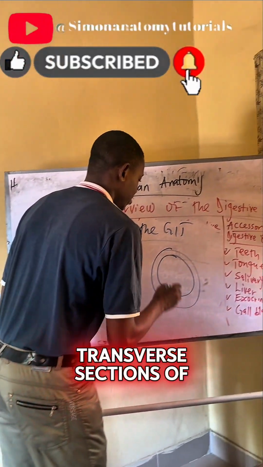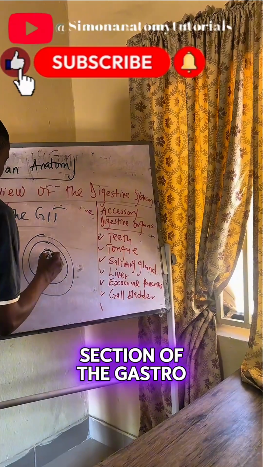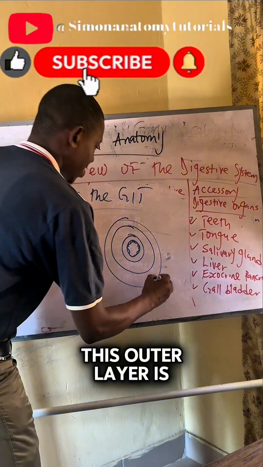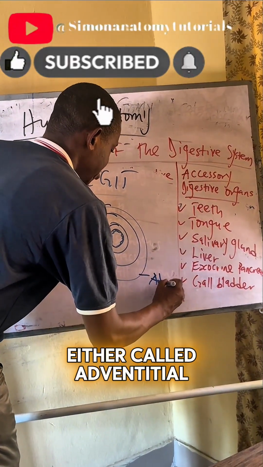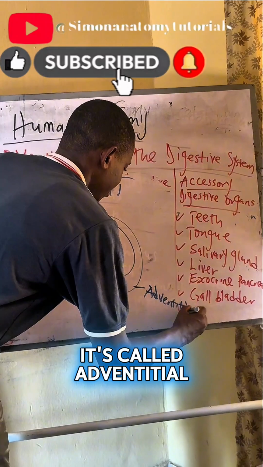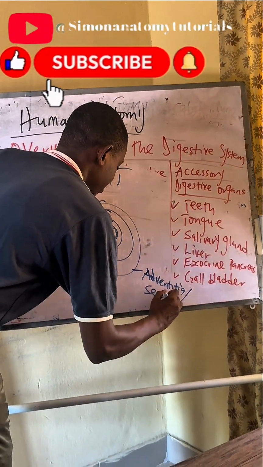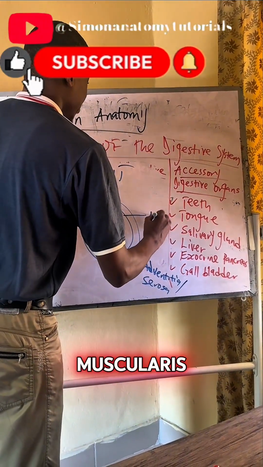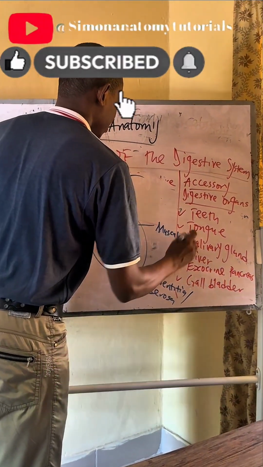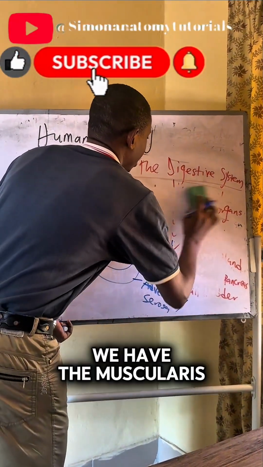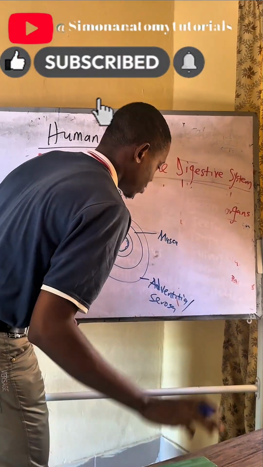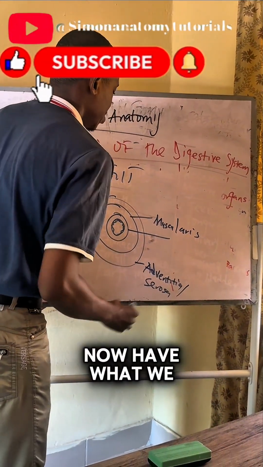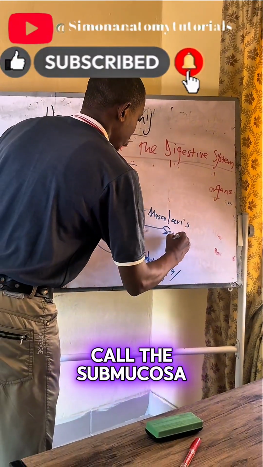So this is a transverse section of the gastrointestinal tract layer. This outer layer is either called adventitia or what we call serosa, depending on the structure that we are talking about. Below the adventitia, we have what we call the muscularis. Below the muscularis, we now have what we call the submucosa.